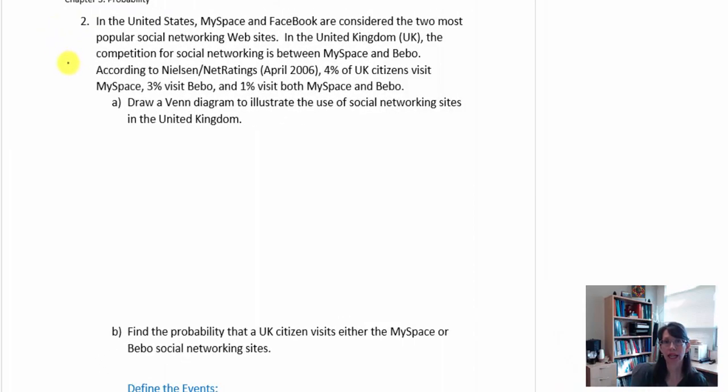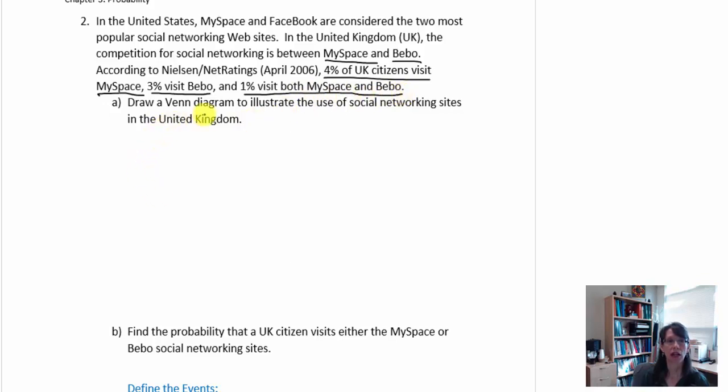The reference for classwork today involves a popular networking website. In the United States, MySpace and Facebook are considered the two most popular social networking websites. In the United Kingdom, the competition for social networking is between MySpace and Bebo. According to the Nielsen Net Ratings from April 2006, 4% of UK citizens visit MySpace, 3% visit Bebo, and 1% visit both MySpace and Bebo.